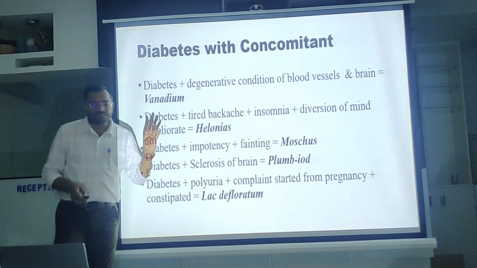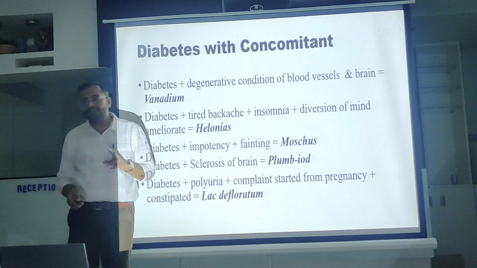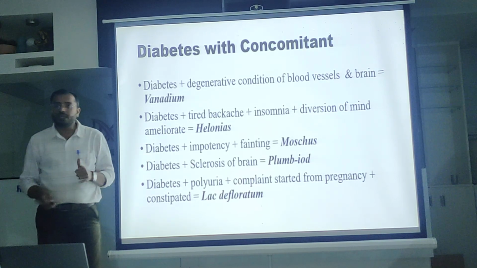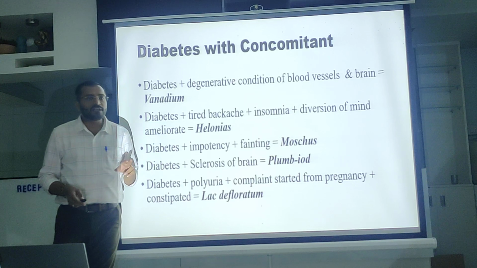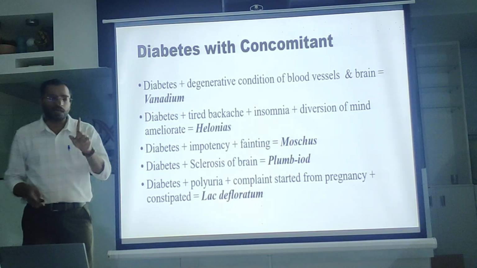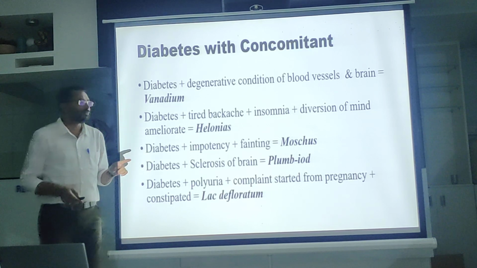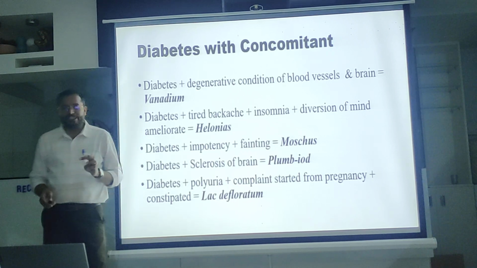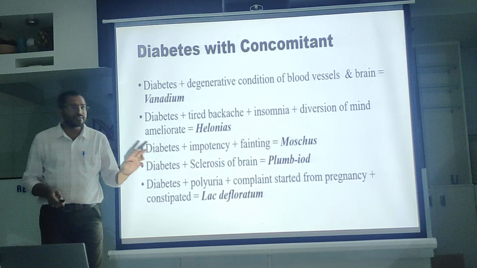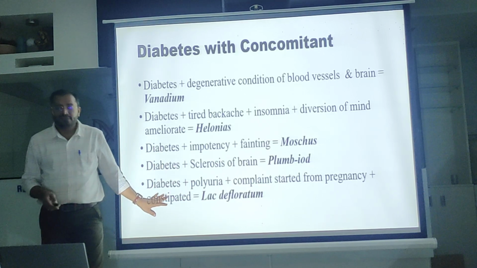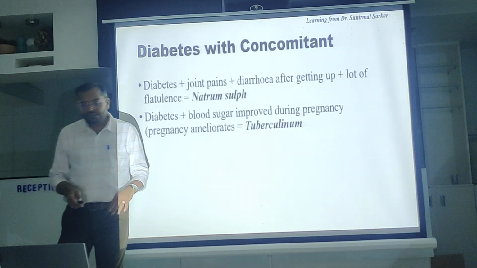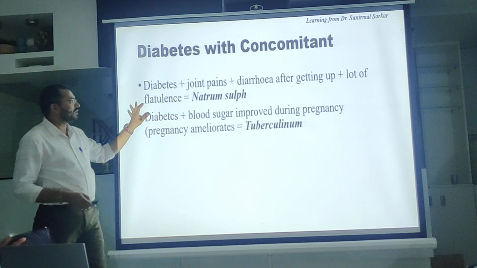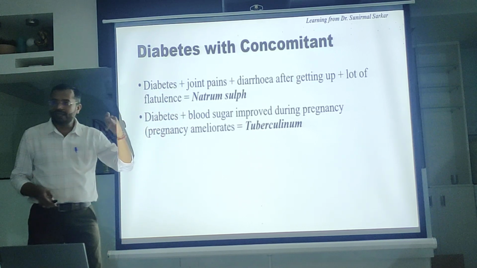Diabetes plus tired backache plus insomnia plus diversion of the mind ameliorates is Helonias, a female remedy. Diabetes plus impotency plus fainting, moschus. Diabetes plus impotency plus sensation as if penis absent, coca. Zero syndrome, yes. Diabetes plus sclerosis of brain, plumbum iode. Diabetes plus polyuria plus complaints started during pregnancy and constipation, lac defloratum. Diabetes plus joint pain plus diarrhea after getting up plus a lot of flatulence, natrum sulph, morning diarrhea.